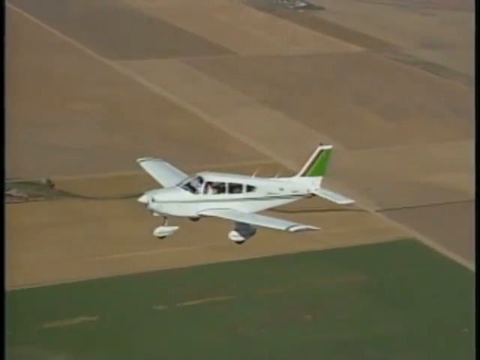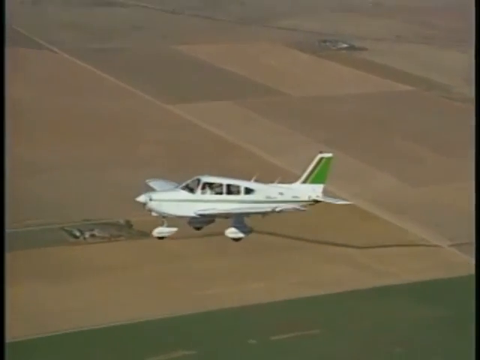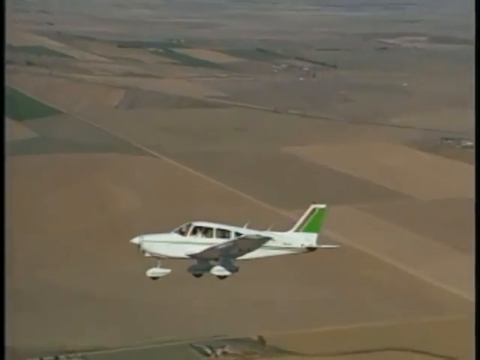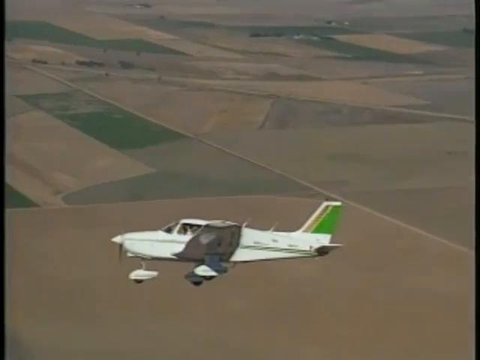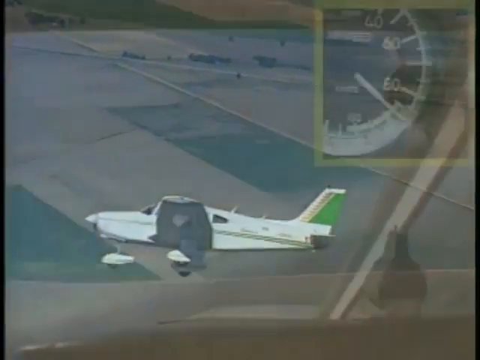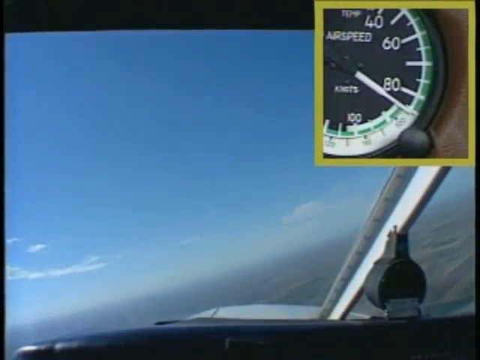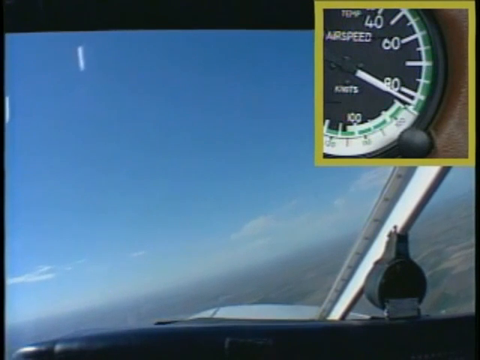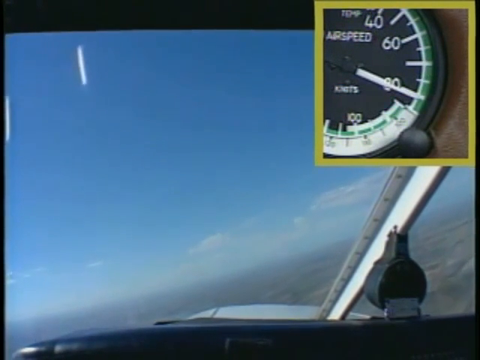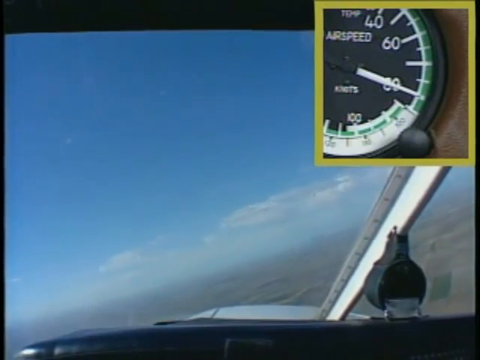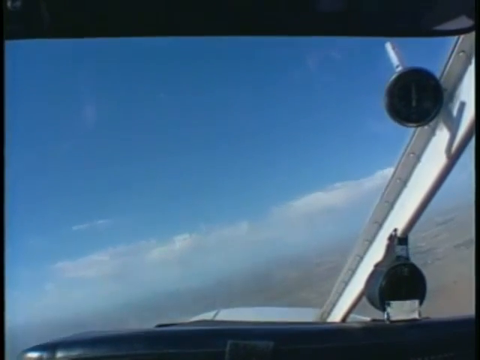As you practice lazy 8s, you'll develop the timing and coordination needed to achieve the proper pitch and bank adjustments. For instance, you'll find that if you apply insufficient nose-high pitch during the climbing turn, you might reach the 90-degree point with excessive airspeed. On the other hand, increasing pitch too rapidly could cause you to gain too much altitude, lose too much airspeed, and possibly stall the airplane.